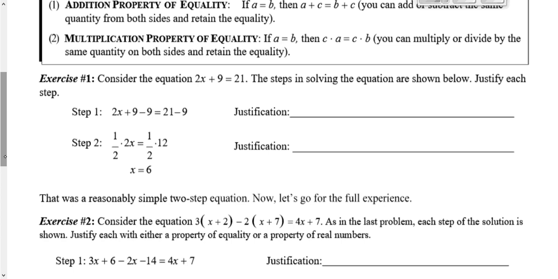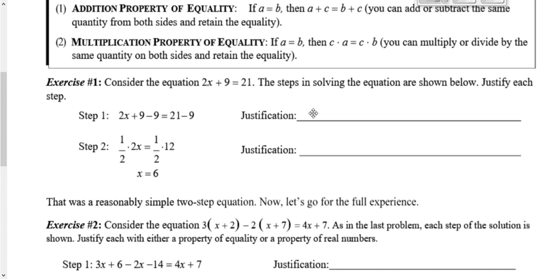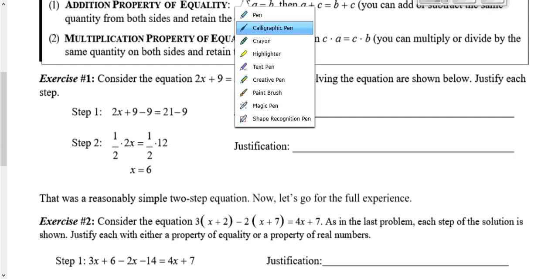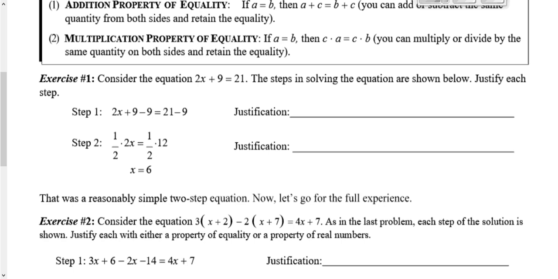So we have this 2x plus 9 equals 21. And here's the first step. And then, again, they do it a little differently, right? They're subtracting 9 from both sides, and I go down below and do minus 9 below, right? But this is the same thing, okay? So what property of equality of these two that we just learned applies here? It's the addition, right? Remember, subtraction is like adding a negative. So this is justified. We can abbreviate: addition, POE, property of equality. Okay?